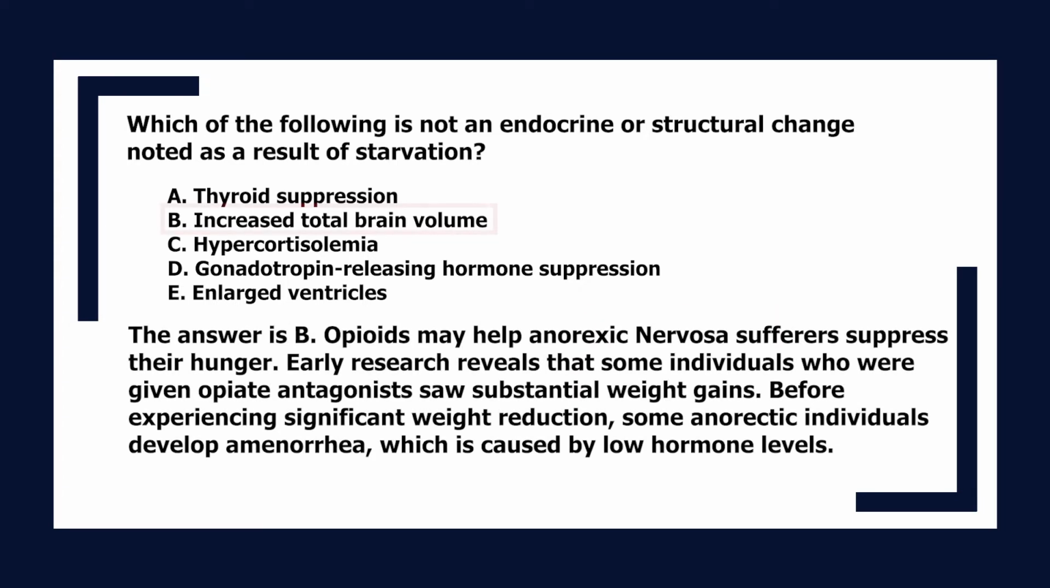The answer is B. Opioids may help anorexia nervosa sufferers suppress their hunger. Early research reveals that some individuals who were given opiate antagonists saw substantial weight gains. Before experiencing significant weight reduction, some anorectic individuals develop amenorrhea, which is caused by low hormone levels.